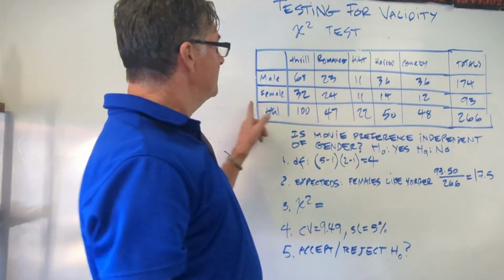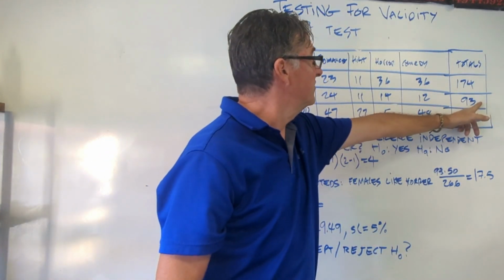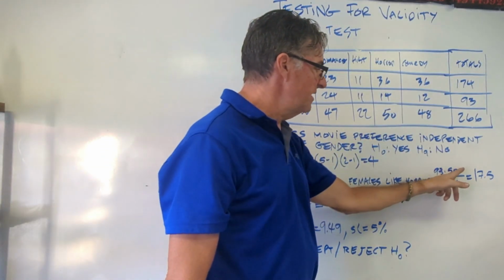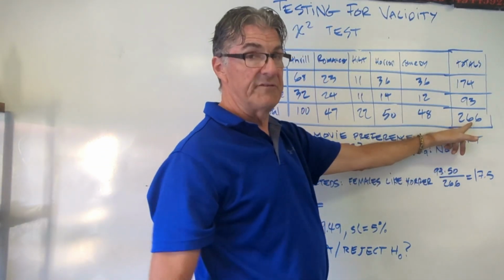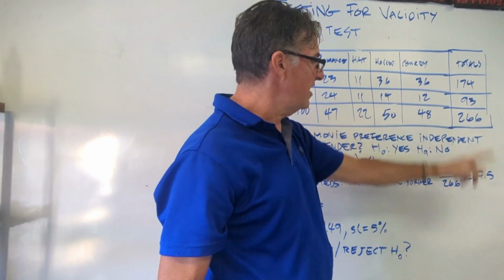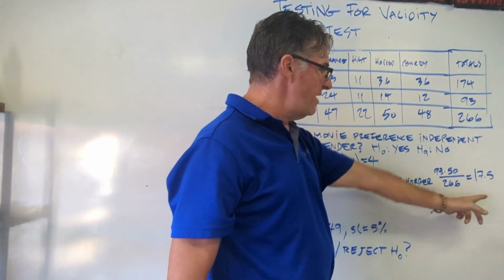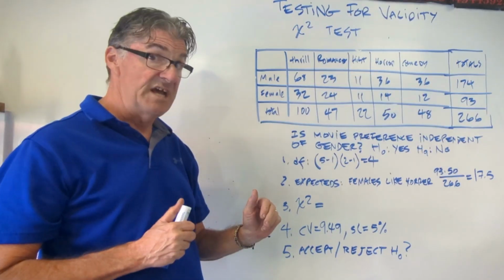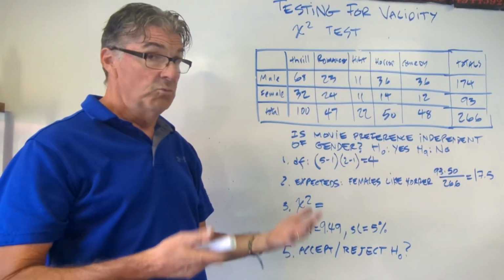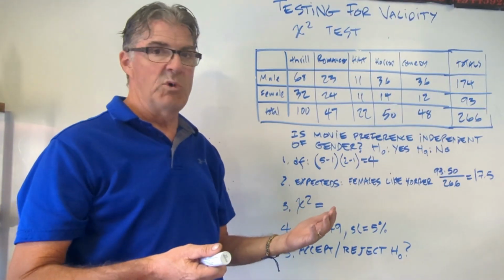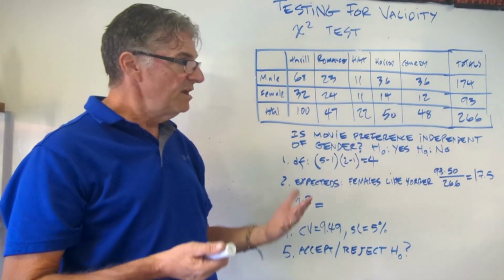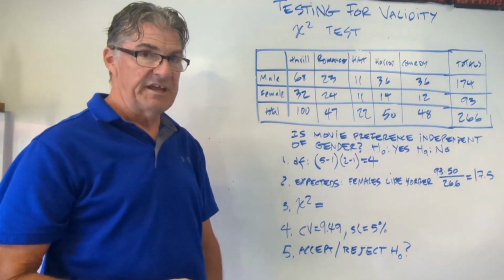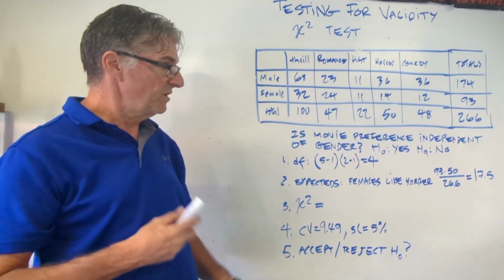So the total of the row for females is 93. The total of the column for horror is 50. 93 times 50. And then, of course, our total, we have 266 people in this whole survey. That's there. And when we do that math, I get 17.5. Now, as a side point, keep your decimals in your expecteds. We do know that you don't have 17.5 people ever, but this is for calculation purposes, not for actually talking about reality purposes. Okay.